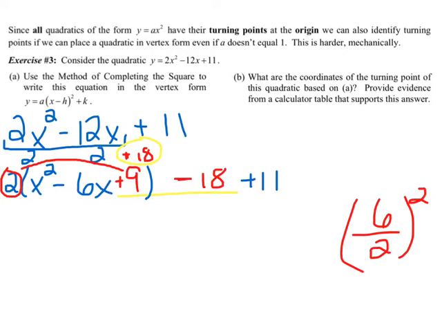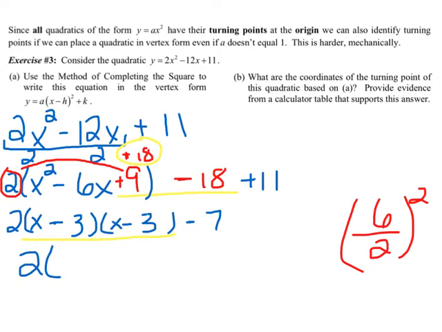Now let's go ahead and just factor it. My 2 is going to stay out front. I'll get a better color for you. My 2 is going to stay out front. And now I'm going to go ahead and factor it. I'm going to have x minus 3, x minus 3. Negative 18 plus 11 gives me negative 7. Don't forget that this here can be simplified. My answer is going to be 2 times x minus 3 squared minus 7.